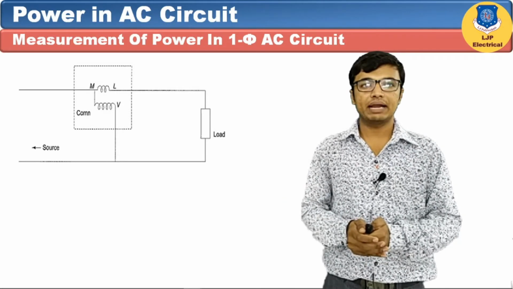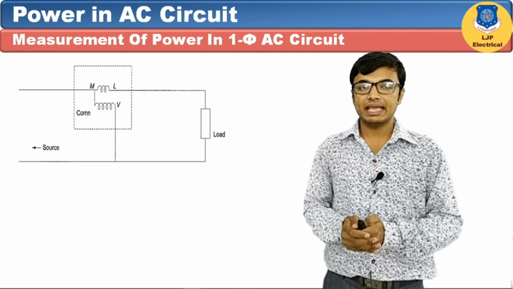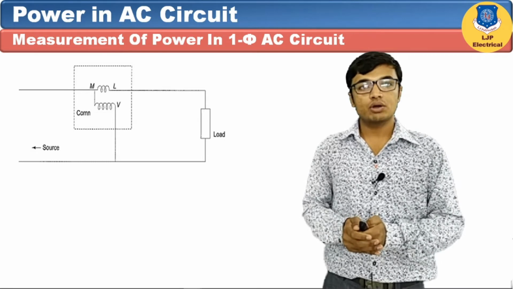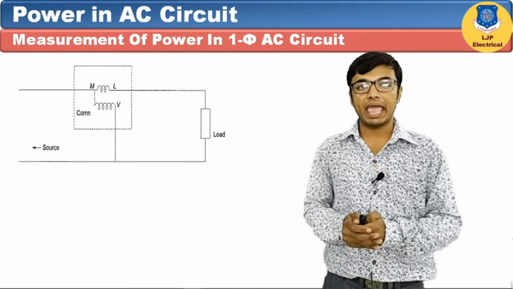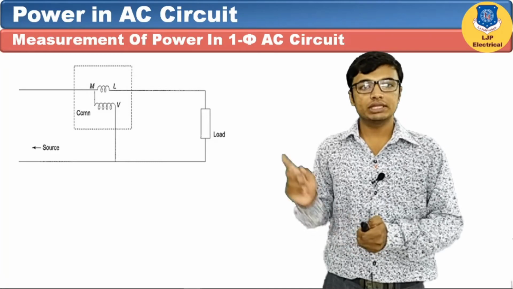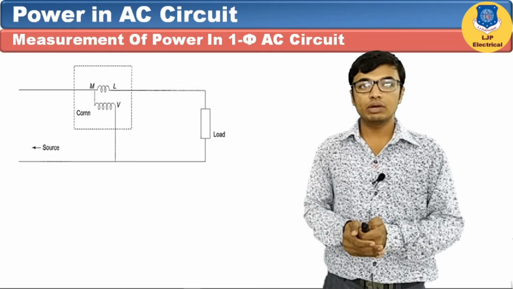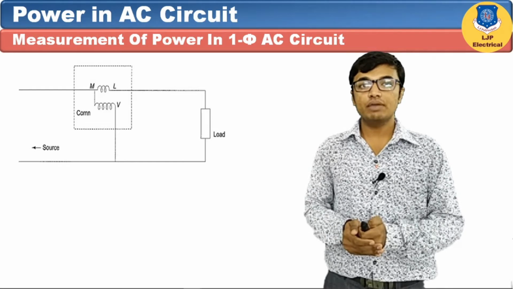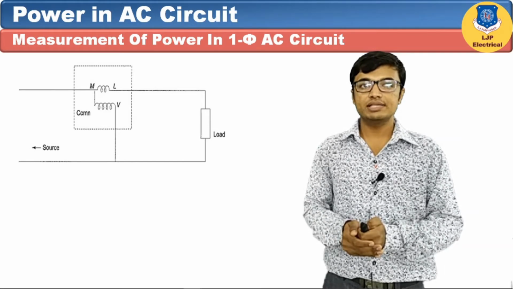And we know the power equation, that is P is equal to V into I. So the current coil will give deflection according to the current and the potential coil will give deflection according to the supply voltage. So this is how we can measure power using a single phase wattmeter.